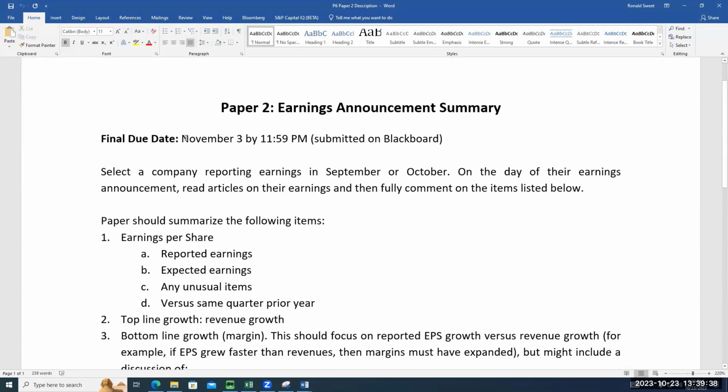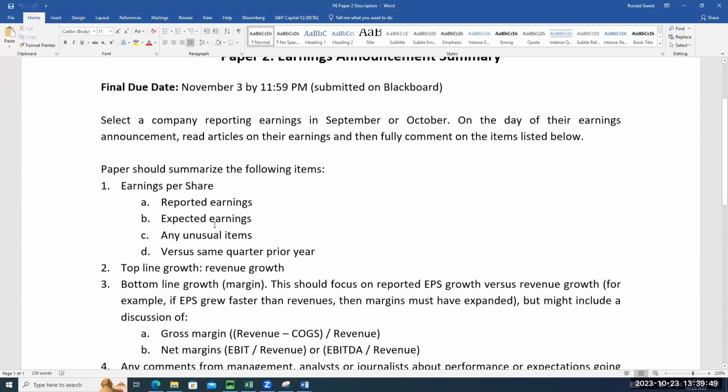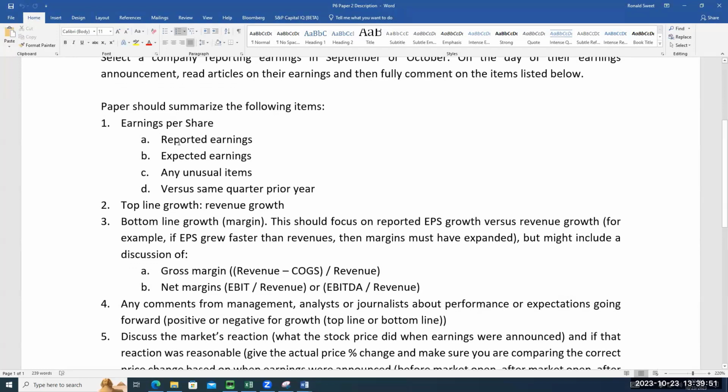So this paper is due November 3rd. Here's the description. You select the company. I'm going to give you the companies. You want to talk about earnings per share: reported, expected, any unusual items, which wasn't the case for Netflix, so I ignore that entirely, and then versus prior quarter. Make sure you talk about the dollars and the percent: miss, beat, and increase. Top line growth, same four things.